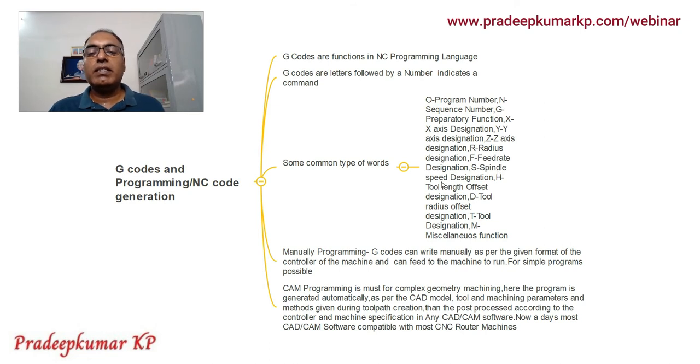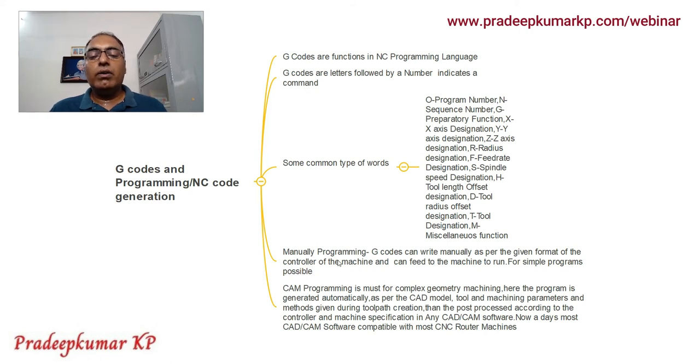S is for spindle designation, H is for tool length offset designation, and D for tool radius offset designation. Then T is for tool designation. That means if T is there, after that 01 means the first tool will engage, T02 means the second tool engages, like that. Then miscellaneous functions: M, whether the spindle has to be on or off, the coolant has to be on or off. It is all controlled with one letter followed by a number.